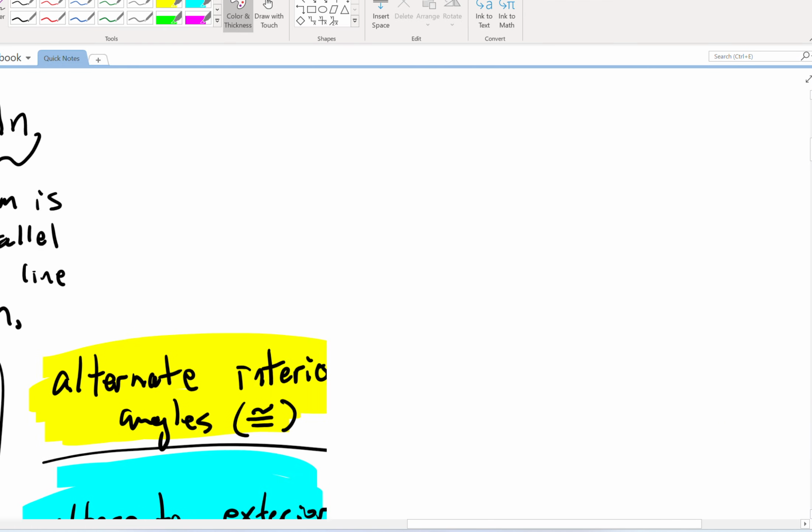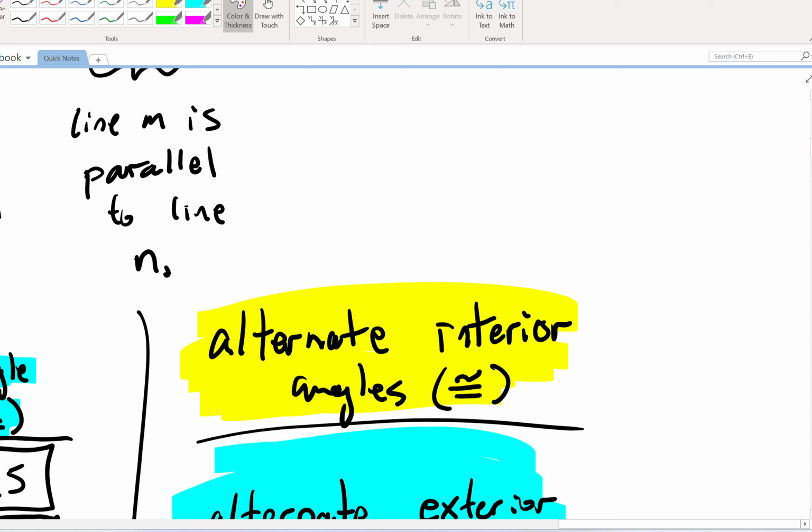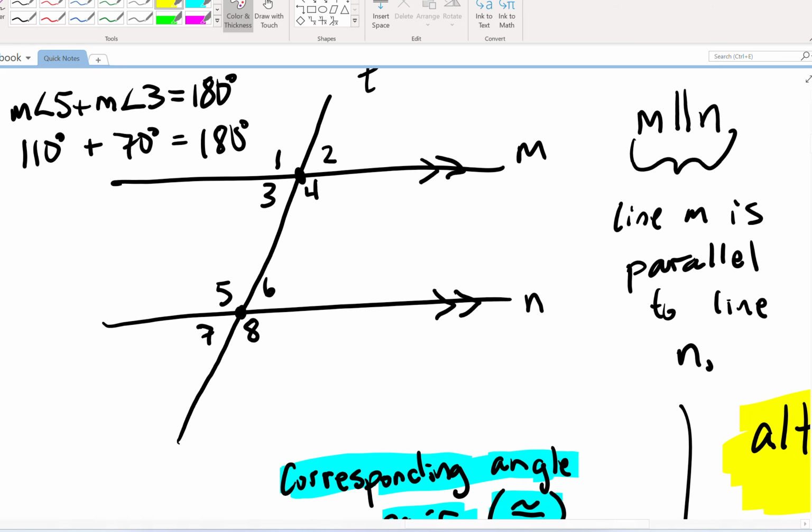Veamos, los alternate interior angles son ángulos interiores alternativos o alternos. Eso también significa que son congruentes. Los ángulos interiores son los que están dentro de las dos líneas. Todo lo que está adentro de las dos líneas paralelas son interiores. Entonces, ángulo 3 y ángulo 6 son alternos porque están uno a un lado y el otro al otro lado.